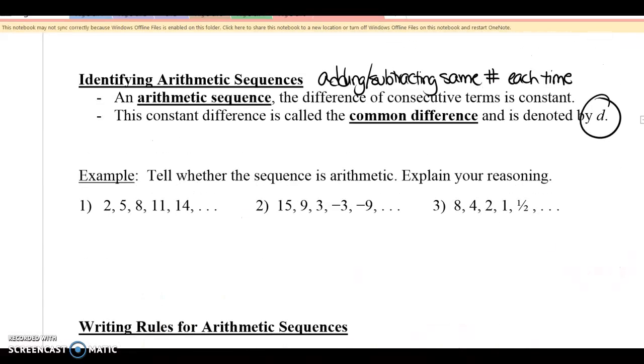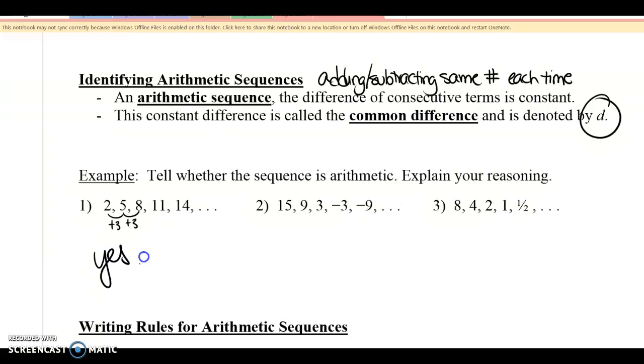So, in these three examples, we need to decide, is this an arithmetic sequence, yes or no, and explain our reasoning. So, number 1, how would you get from 2 to 5? Add 3. Can we do plus 3 to get from 5 to 8? And then plus 3 to get to 11? And then plus 3 to get to 14.